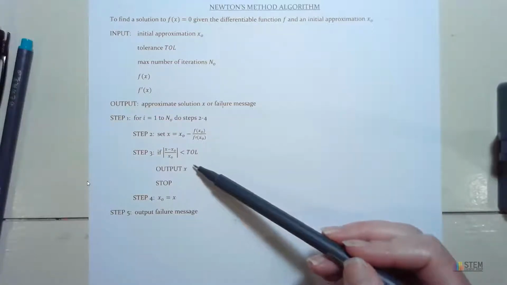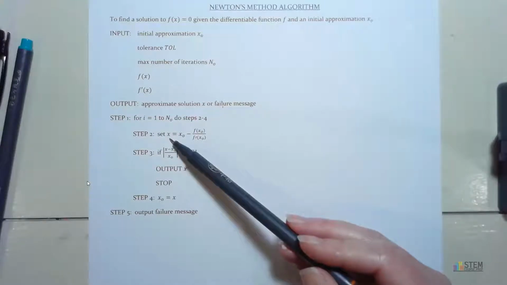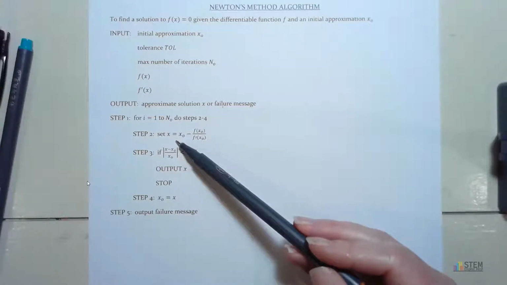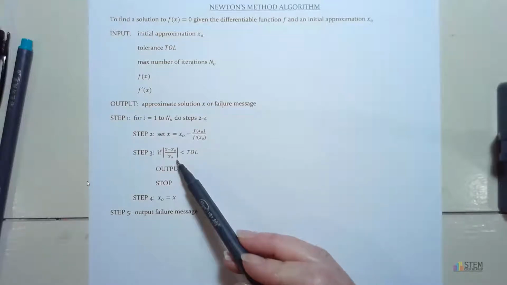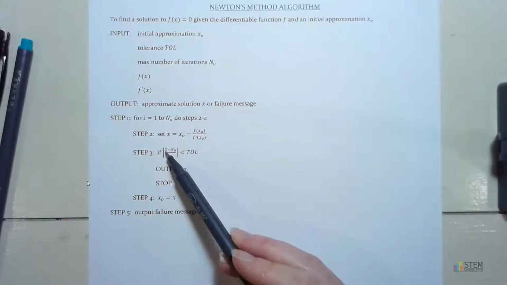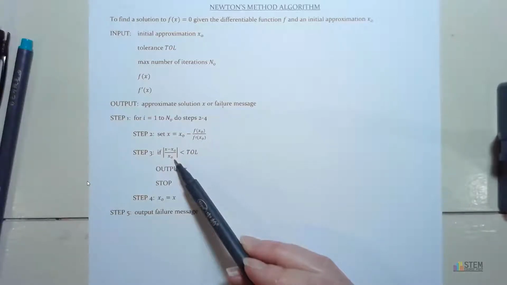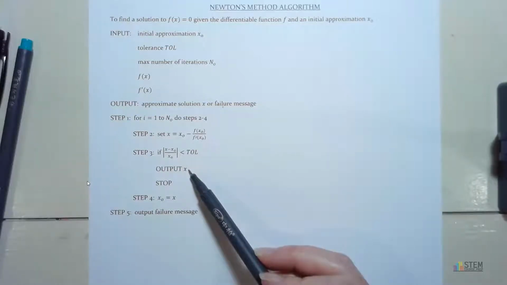After you do this calculation, you're going to get an x value, right? That's going to give you where we're crossing the x-axis, so that'll be our estimate of the root. To check if we've got enough accuracy, we take the absolute value of x minus x0 divided by x0 and see if it's less than our tolerance. If it is less than that tolerance, we're going to output x.